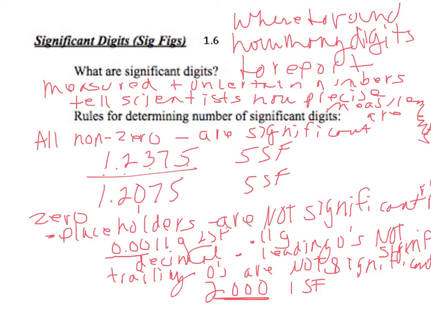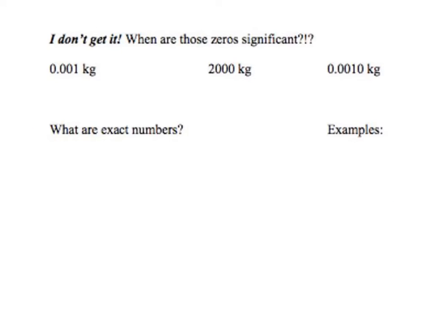Okay? So placeholders are not significant. So 0.0011, leading zeros, when there's a decimal, are not significant. Trailing zeros, when there's no decimal, are not significant. Okay. These 3 are there to indicate place. So this only has one sig fig. Okay. 2000, this is a non-decimal number, so trailing zeros are not significant. So there's only one sig fig.